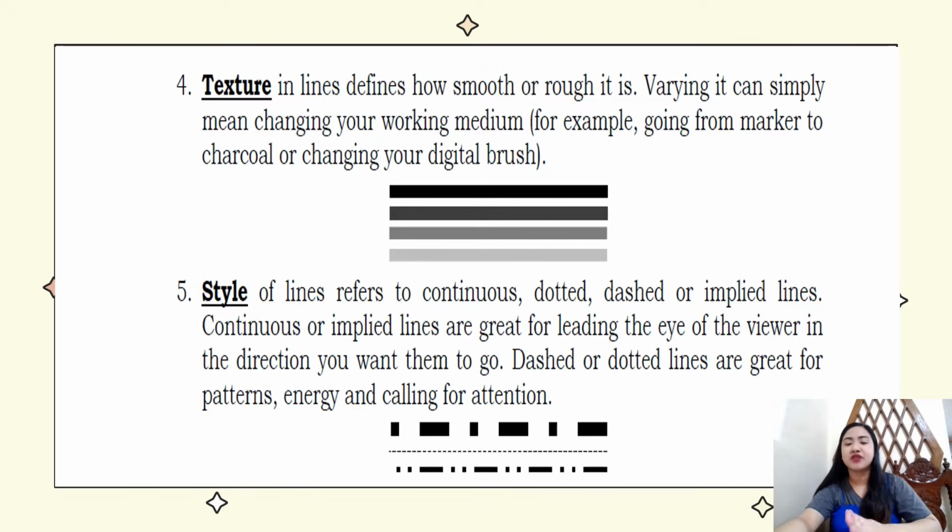Let's go to style. Style of lines refers to continuous, dotted, dashed, or implied lines. Continuous or implied lines are great for leading the eye of the viewer in the direction you want them to go. Dashed or dotted lines are great for pattern, energy, and calling for attention.